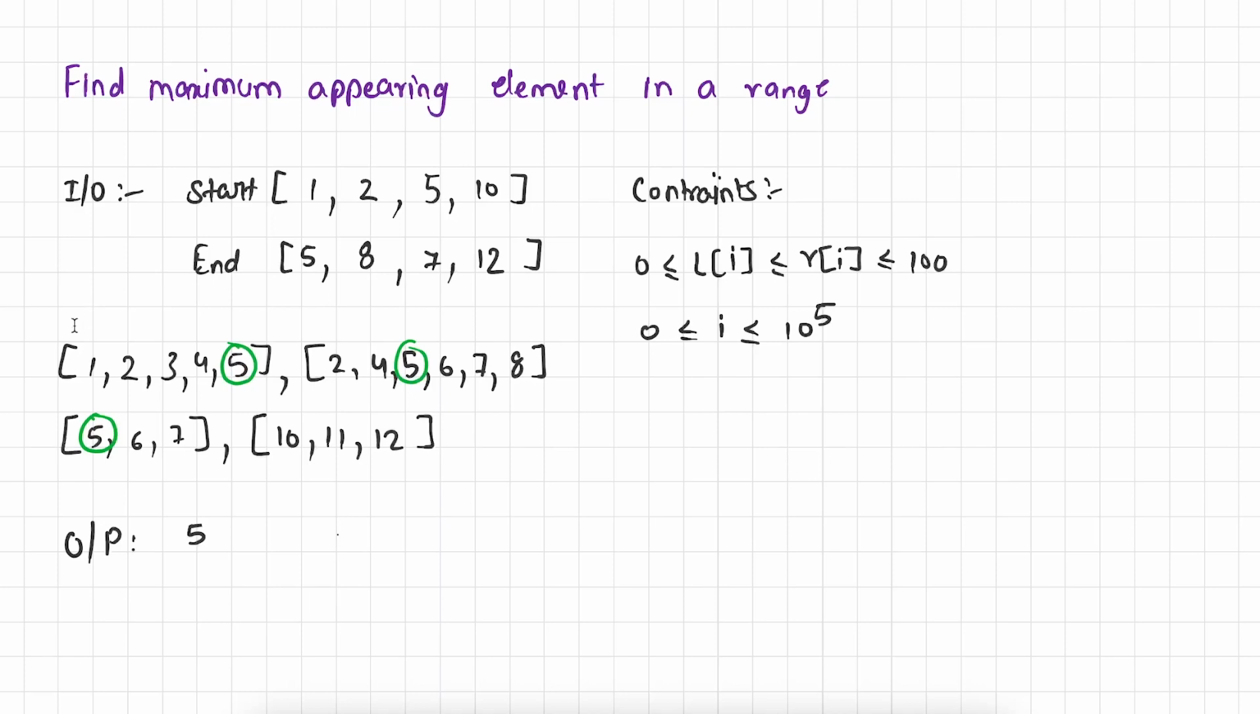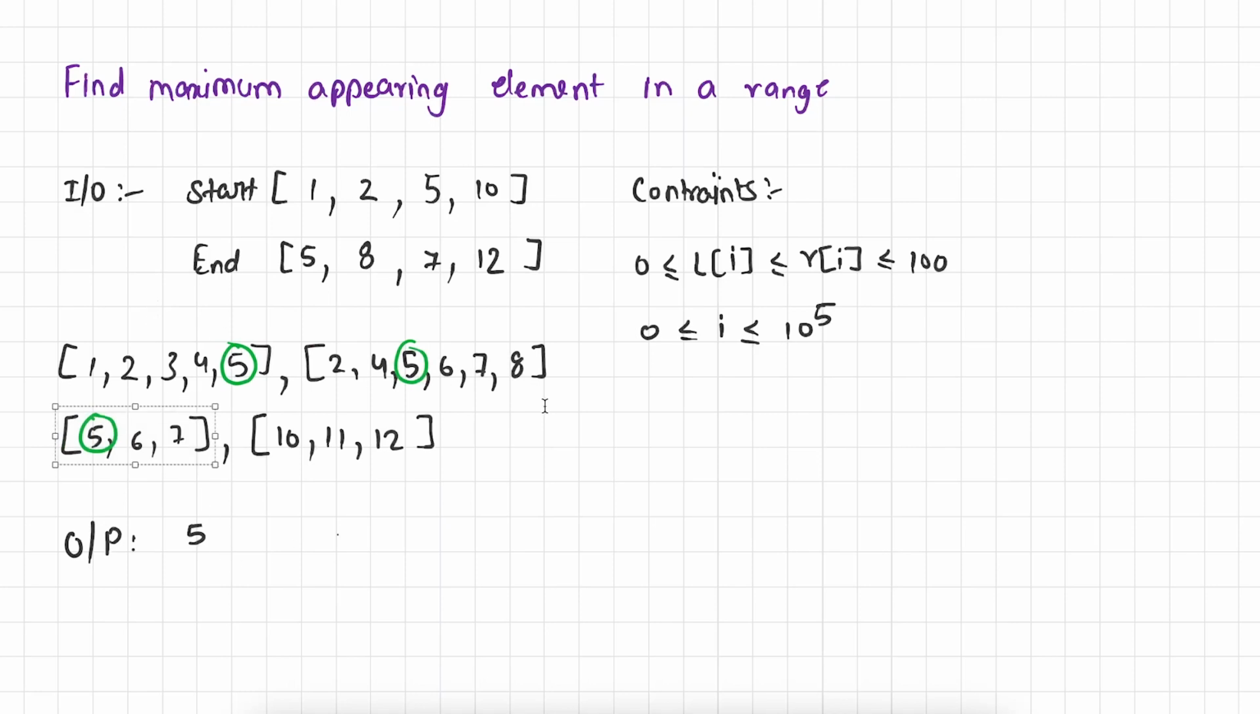So have a look. In range 1 to 5, we have elements 1, 2, 3, 4, 5. In range 2 to 8, we have elements 2, 3, 4, 5, 6, 7, 8. In range 5 to 7, we have elements 5, 6, 7. In range 10 to 12, we have elements 10, 11 and 12. You can see that among all the ranges, the maximum appearing element is number 5, because it appears in range 1, range 2, and range 3. That is why the output of this input is 5.